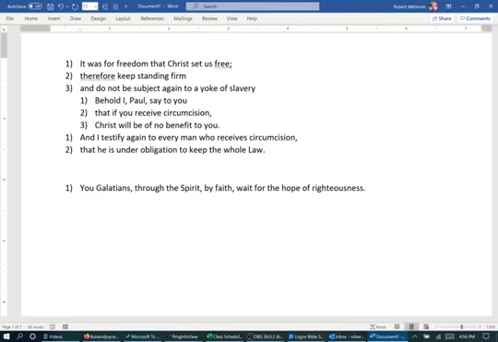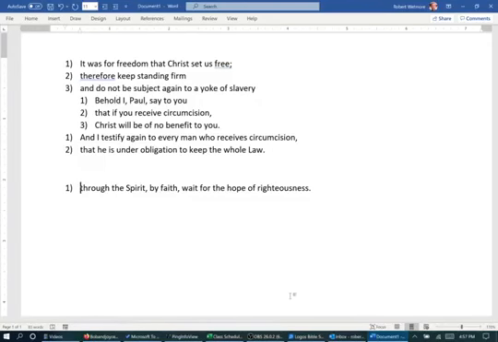Now, that's still a command. Now, the words you Galatians are there, so that is the subject. It's true. But you know what? You Galatians, through the Spirit by faith, wait for the hope of righteousness. I'm going to take that out. Through the Spirit by faith, wait for the hope of righteousness. It's still a command. The sentence makes perfect sense with the word Galatians or not. It just still makes sense.